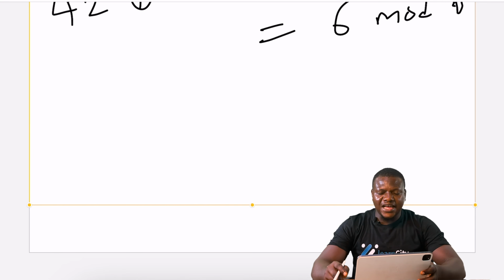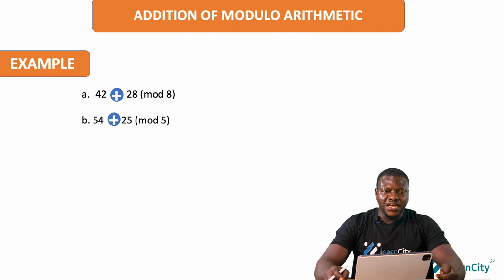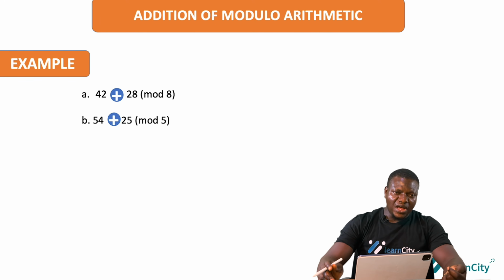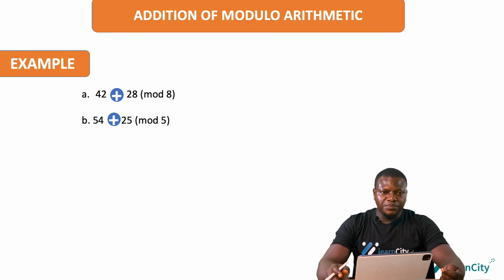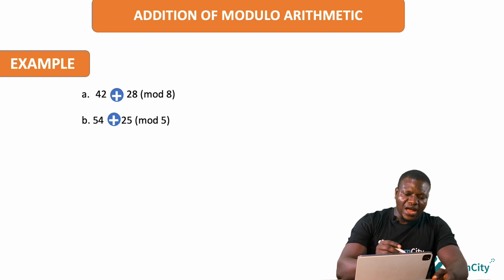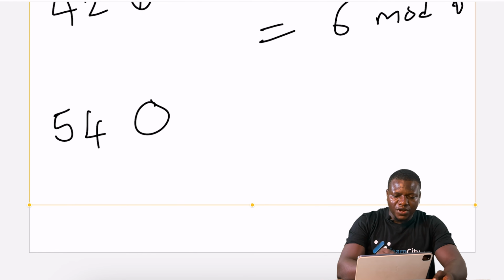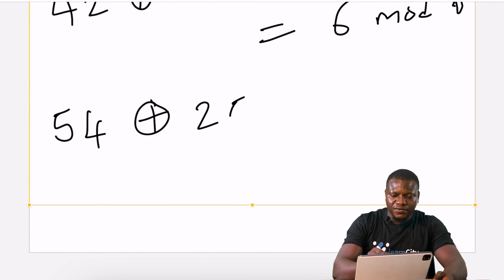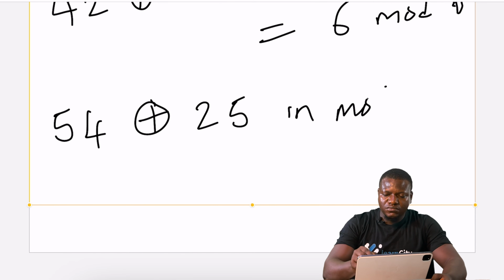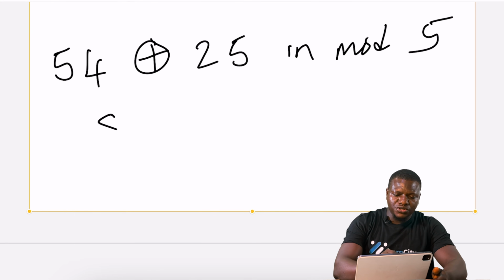Let us take another example. Simplify 54 plus 25 in modulo 5. If we are to simplify this, here is our solution.